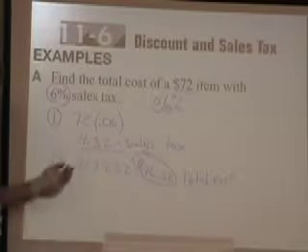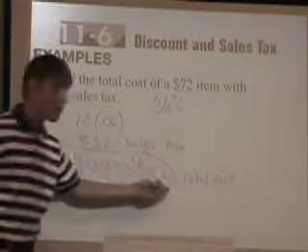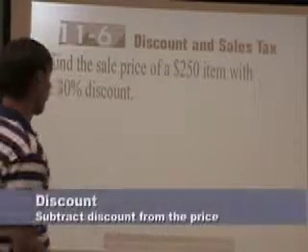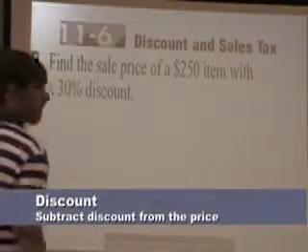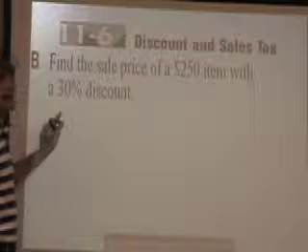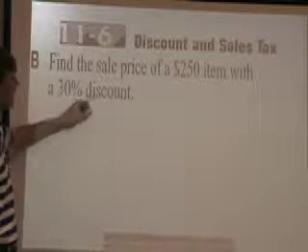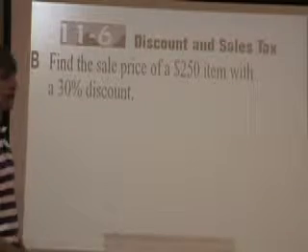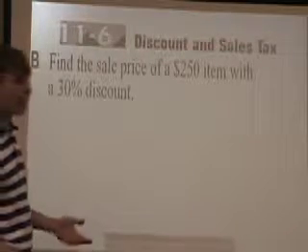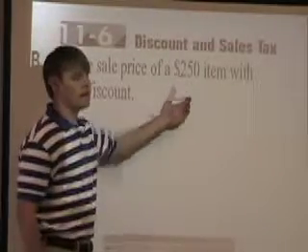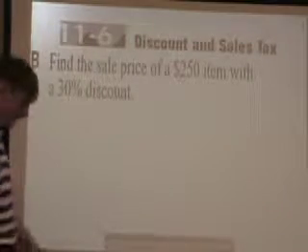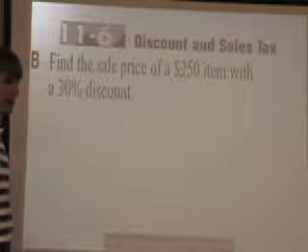Okay, now that was tax. Tax made our price more expensive. And our second example is a little bit different. Okay? On this problem, we're not calculating the sales tax, we're calculating a what? Discount. That means something's cheaper. Okay, so it's like I walk into Belk, and instead of $250, they tell me it's 30% off. Well, I got to know how much that is, because I might only have a certain amount in my pocket.